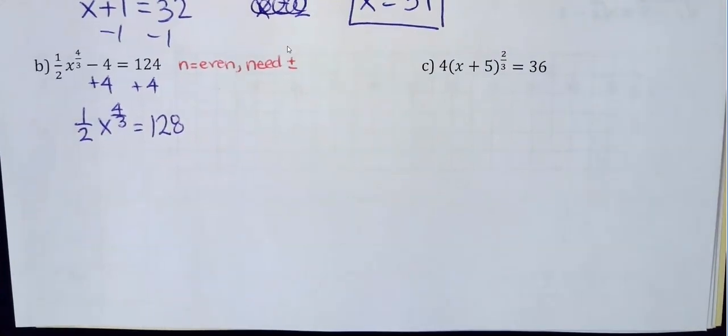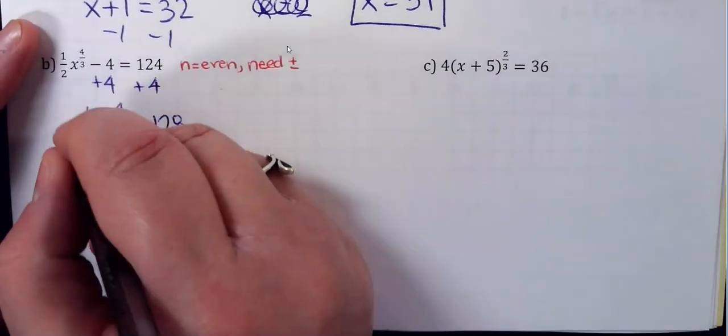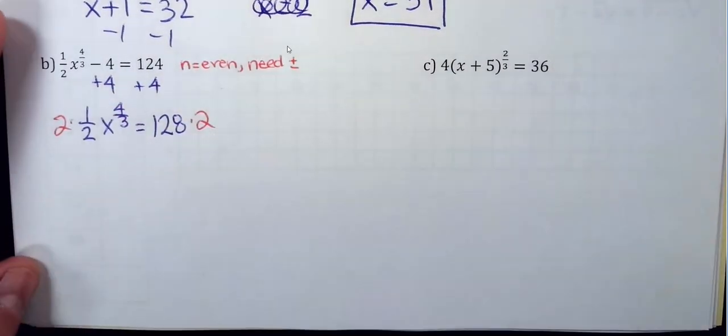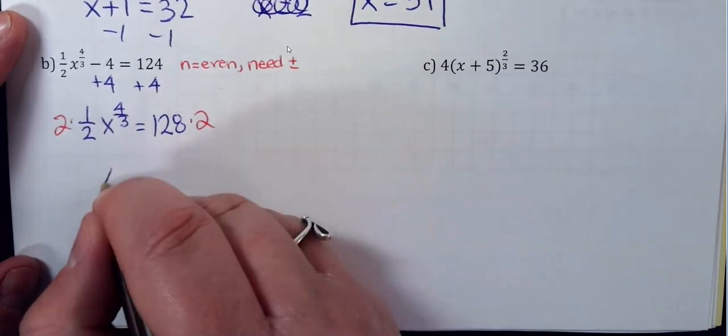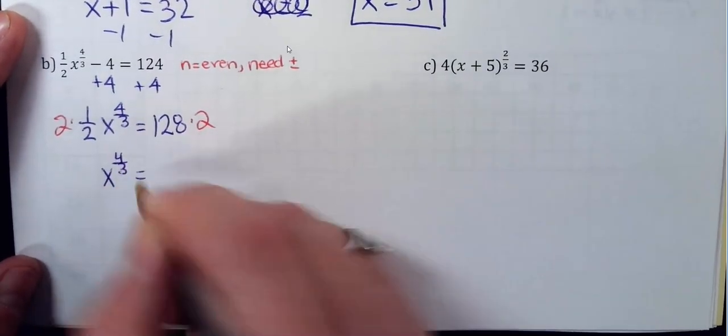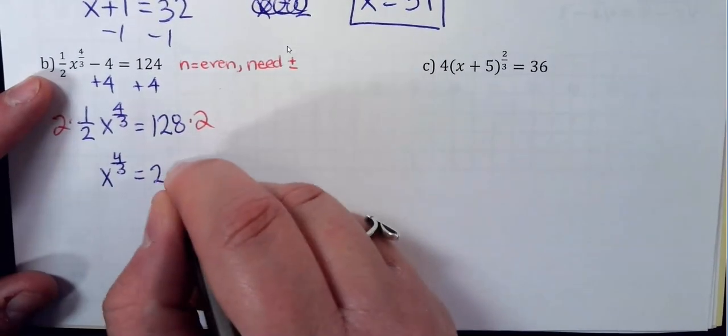What would you do next there? The only thing being taken to that exponent is the x. So what would you do next? How do I get rid of the 1/2? Yeah. You can multiply by 2, you can divide by half, whatever your preference is. I'm going to multiply by 2 here real quick because it's a little less writing. All right, so I get x to the 4/3. 128 times 2 is 256.